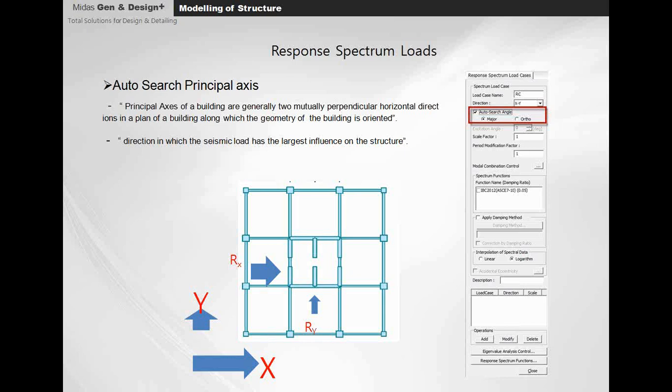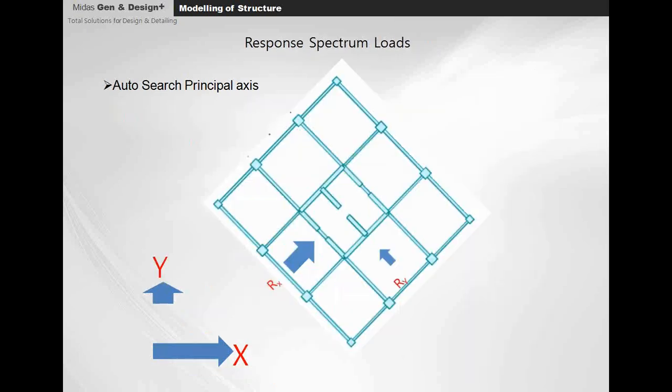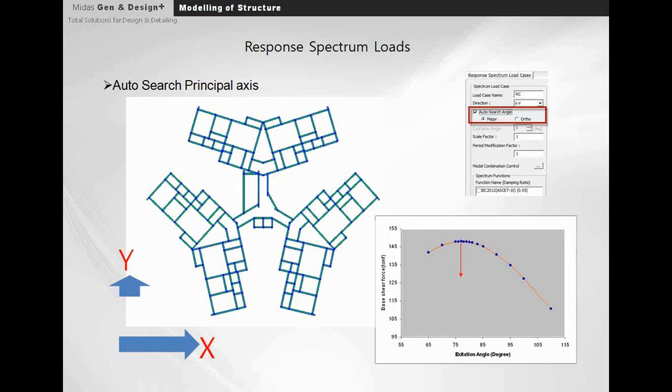Now if it is an irregular structure, like this one, on your screen you see the plan of the irregular structure. Engineers generally calculate the principal axis using a graph that they make. We run an iterative analysis, check for various angles, plot a graph, and where the dip occurs, that is where you assign the principal axis.